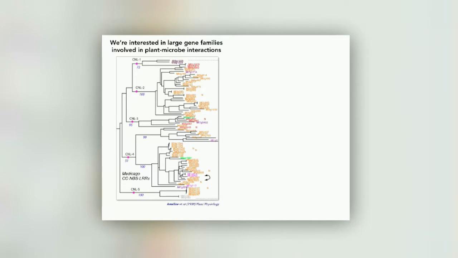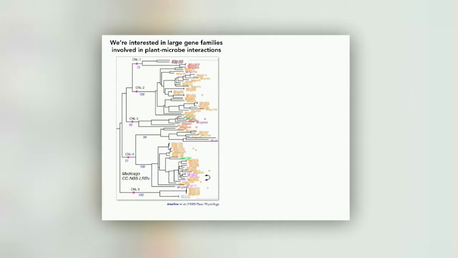Now, in my lab and in the broader Medicago group we have at Minnesota, we're interested in large gene families that play a role in plant microbe interactions and in resistance and symbiosis. Here I'm just showing a phylogenetic tree which highlights the coiled-coil NBS LRRs. This is a very large gene family that frequently plays an important role in disease resistance, in reaction to plant pathogens. Some of these genes are also known to play a role in symbiosis.